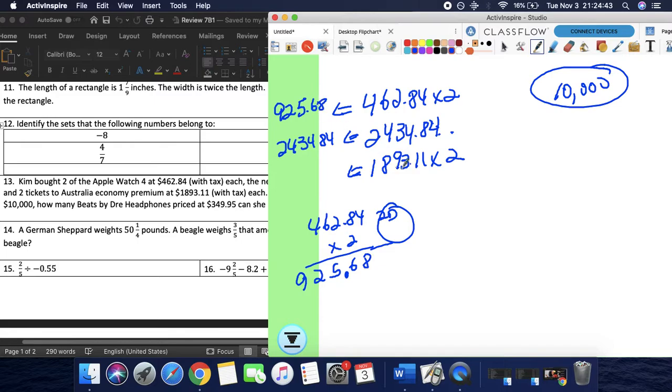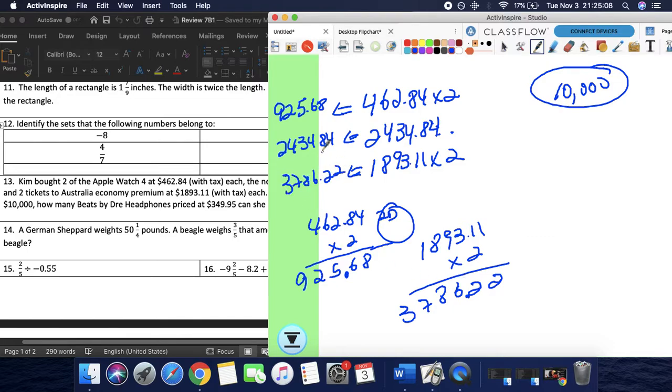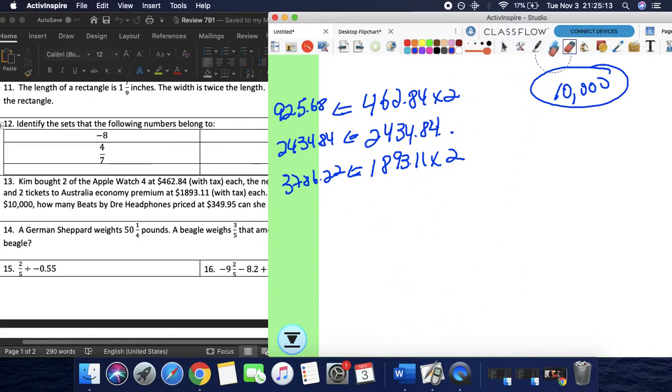925.68. The trips to Australia, 1893.11 times 2. Again, the two factors have 2 decimal places, so our answer has 2 decimal places. So it's going to be 2, 2, 6, 18, 17. Carry 1 is 3. 3,786.22. And we need to add all that up. Remember that when we add decimals, we need to line them up, because we need to add the same place values.